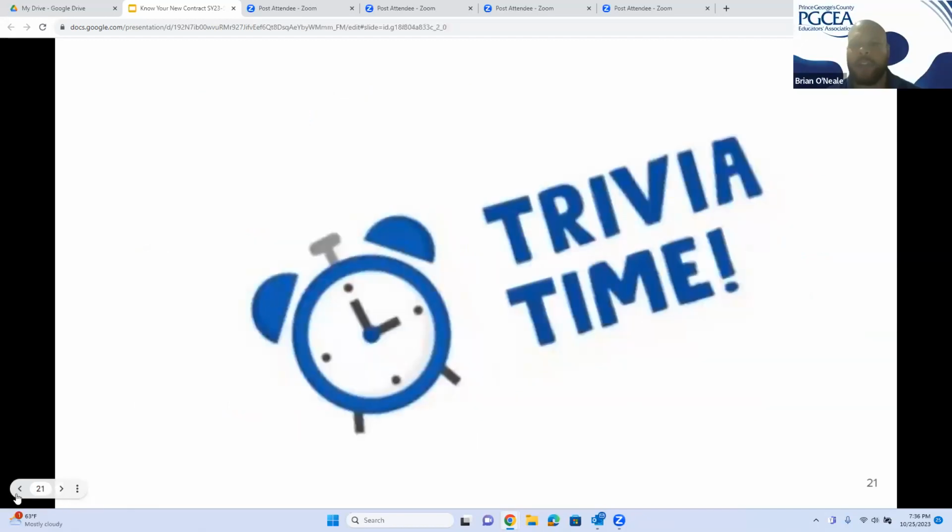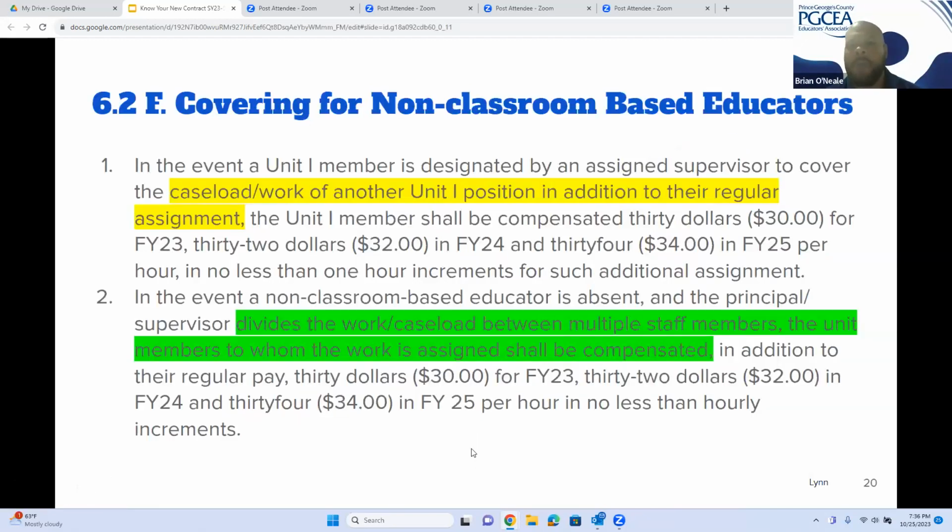And just as a quick note, we filed many grievances over the last year in relation to substitute coverage, and workload coverage for non-classroom based educators as well. And so I put a copy of the form, whether you're a classroom based educator or a non-classroom based educator, you use the same form. So I put a copy of that form in the chat.